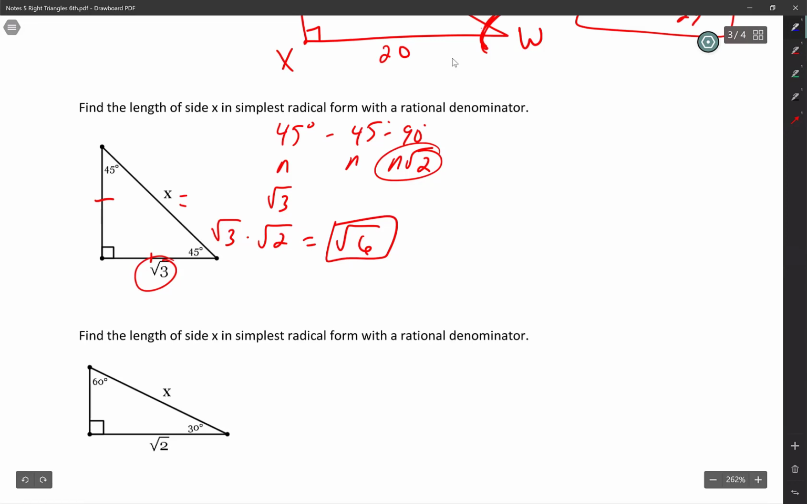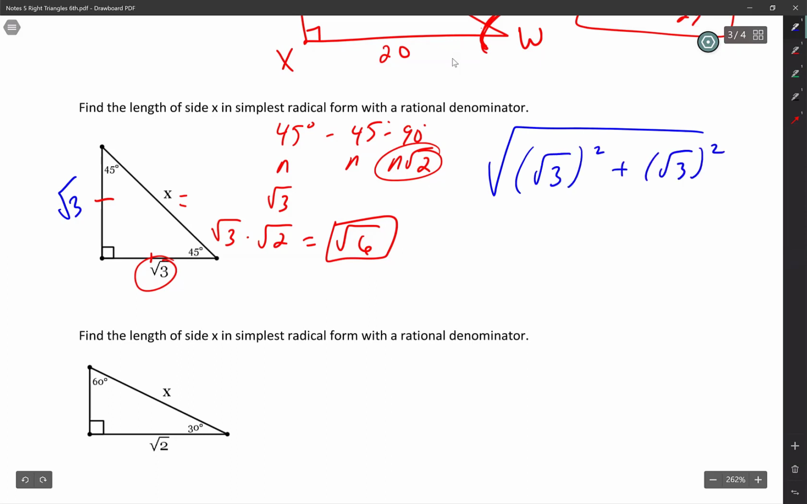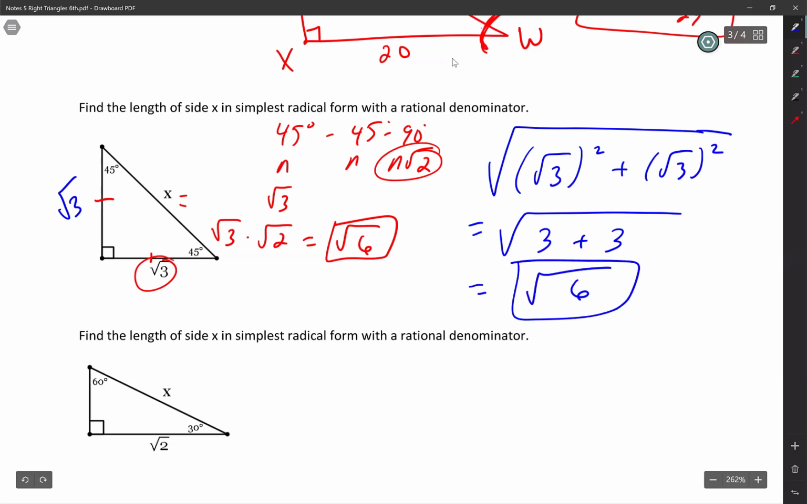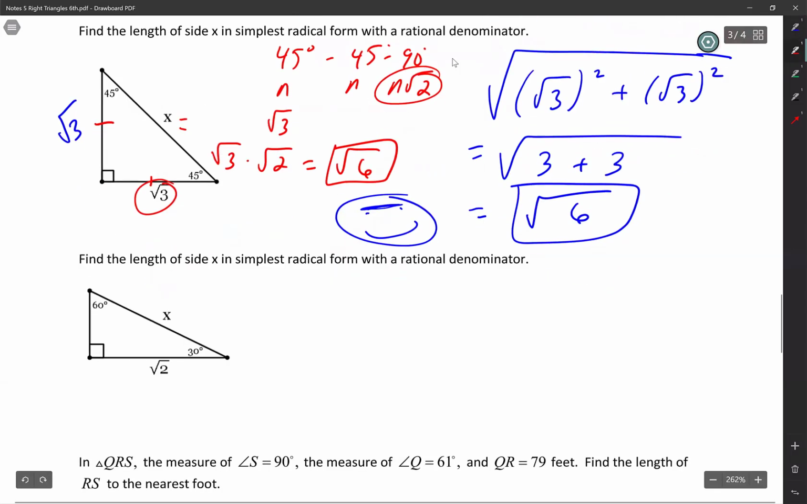Now, I'll do it another way. You could have always done it with the Pythagorean theorem. You could have said square root of 3 squared plus square root of 3 squared, and you would have still gotten the same answer. Square root of 3 squared is 3. Square root of 3 squared is 3 again. And you can see you get the same answer. So you're good. Let's put a unibrow on this guy. There you go. All right, let's go to the next one.